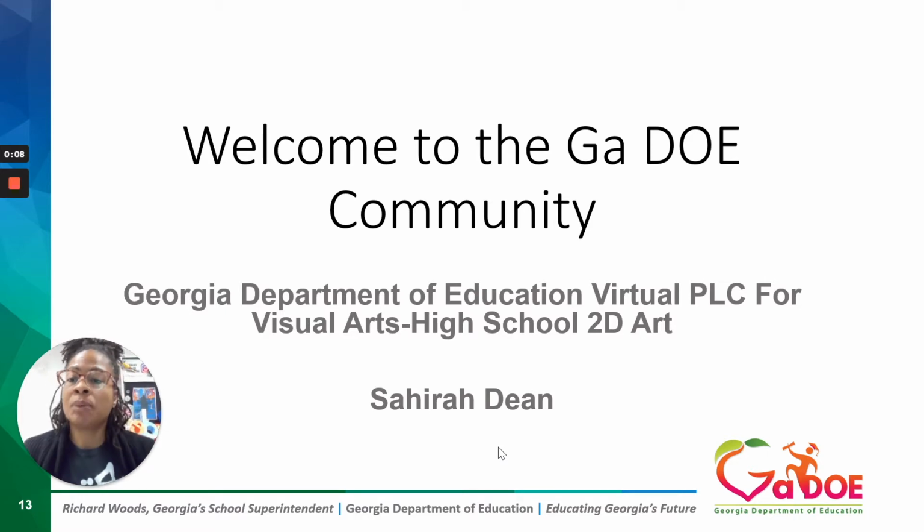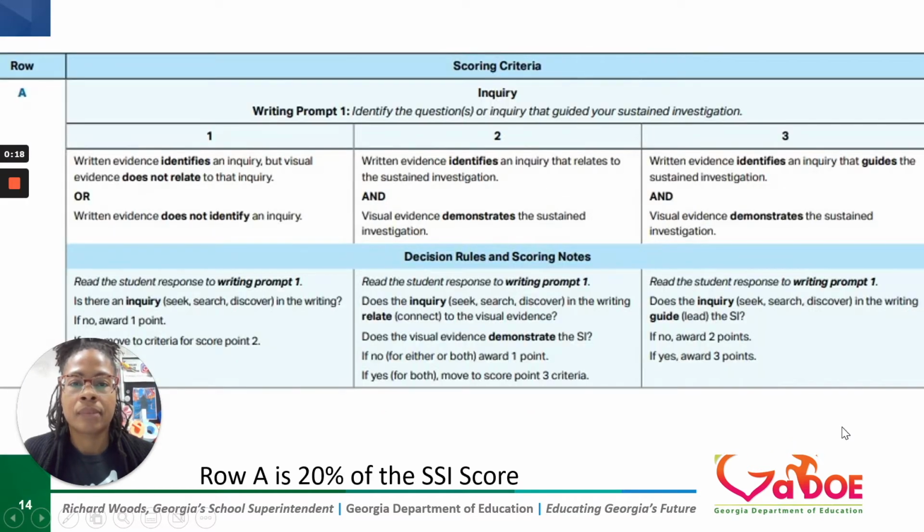In today's webinar, we'll be looking specifically at AP rubrics, specifically the SSI rubric and then the selected works rubric. So this is the rubric for the SSI. I wanted to point out that each row holds its own weight, and that's notated on the screen. The SSI rubric has to do specifically with the inquiry.